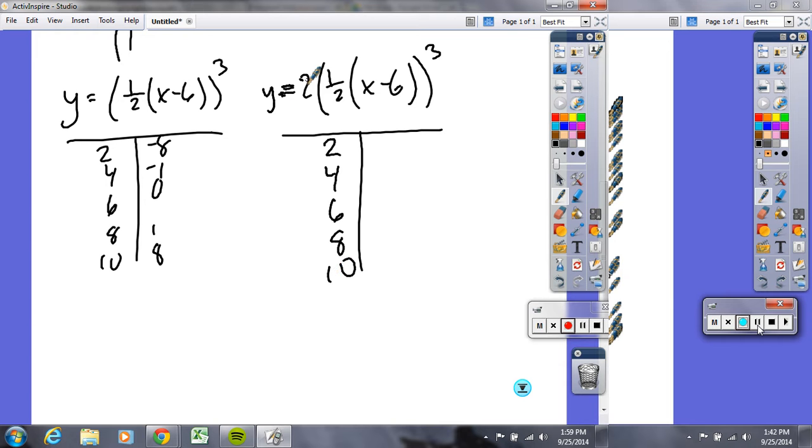Okay, so therefore, instead of being negative 8, where am I going to be at? I'm going to be at 16. Instead of being at negative 1, I'm going to be at 2. Instead of being at 0, guess where I'm going to be at? 0. Instead of being at 1, I'm going to be at negative 2. 8, I'm going to be at negative 16.